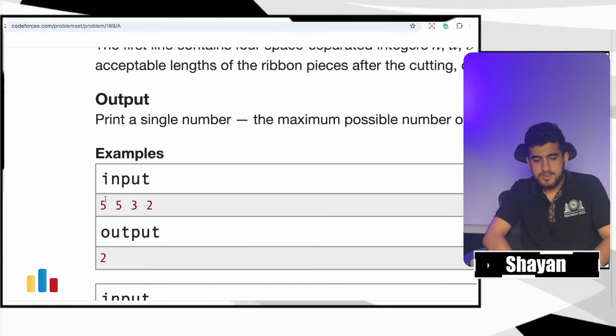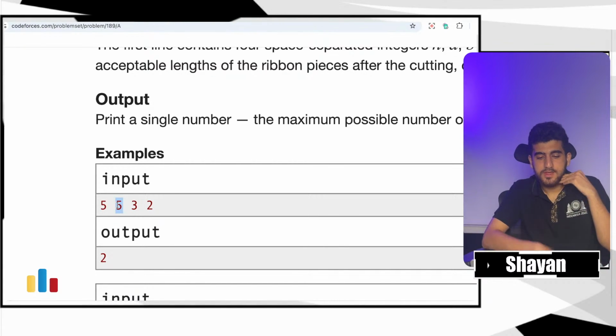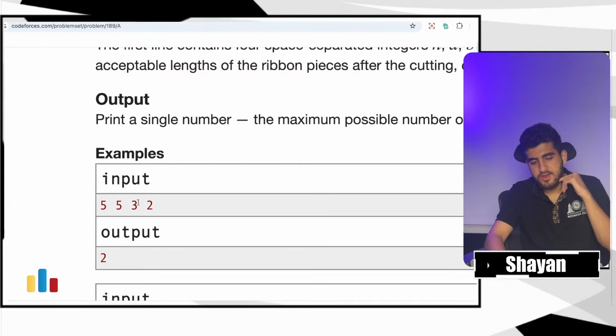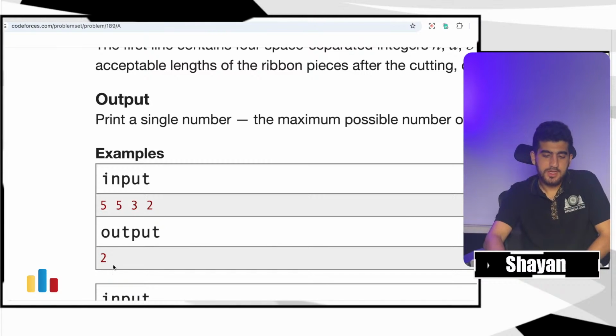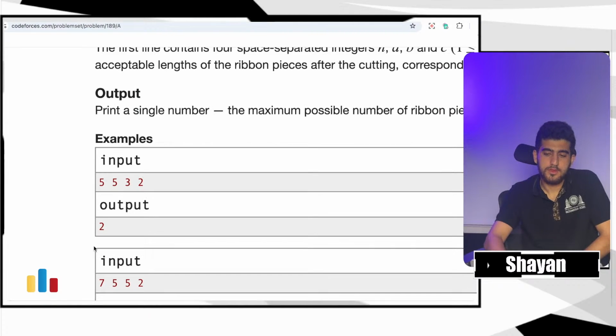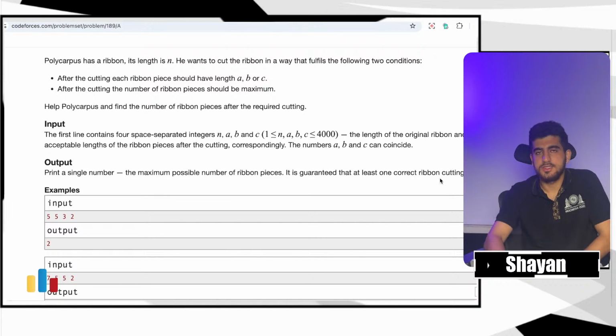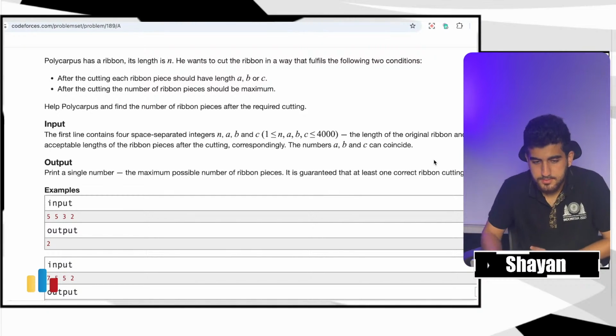We have two cases. Either just keep it as one piece of 5 because A is 5 and that is okay. That's one case, but this way we have only one piece. But we can also cut it into two pieces of 3 and 2. This way we're going to have two pieces. So because we want to maximize the number of pieces, the answer is going to be 2. Okay, and it is guaranteed that at least one correct ribbon cutting exists for this problem.